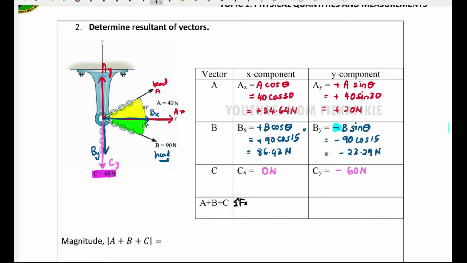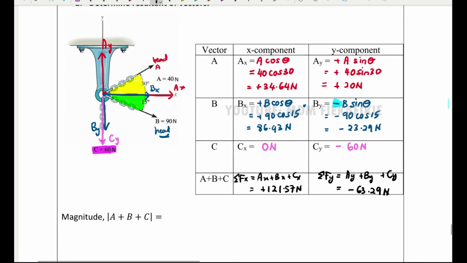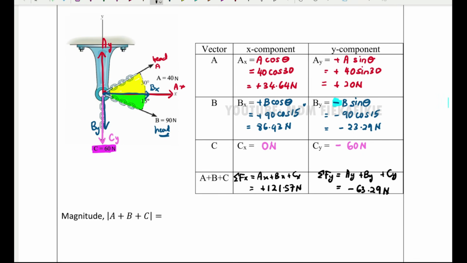Total force in X component. You kena tambah semua. Okay, AX tambah BX and then plus CX. Okay, end up you akan dapat positif 121.57 Newton. Tulis satu-satu. And then untuk Y pun sama juga. AY plus BY plus CY. Okay, you akan dapat negatif 63.29 Newton. Boleh? Okay. Jadi, you nak kira. Ini adalah total ataupun resultant. Okay, resultant force.